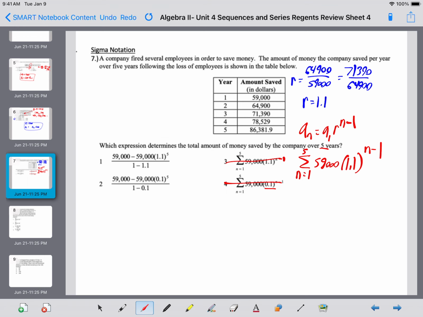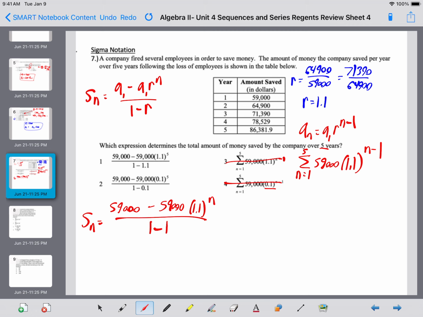But something that's on the Regents reference table is your geometric series formula, which is the same thing. A sub 1 minus a sub 1 times r to the n over 1 minus r. First term is 59,000. Common ratio 1.1 to the n over 1 minus, n is 5 in this case. The series is to 5. So the one that matches that is option 1.